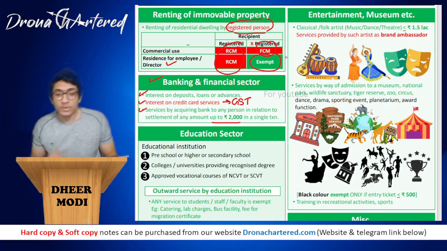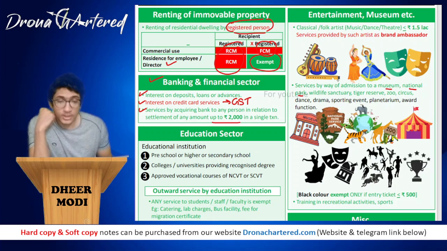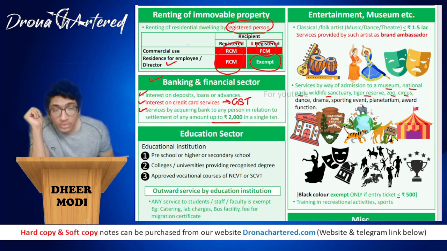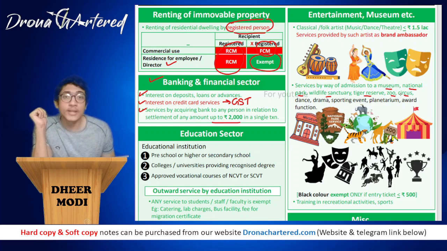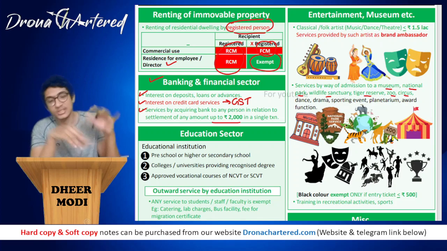Okay. Now coming to the next point. Services by way of admission to a museum, any national park, any wildlife sanctuary, any tiger reserve, zoo, or circus. Since all of these are in green, they are exempt irrespective. So your museum, national park, wildlife sanctuary, tiger reserve, zoo, and circus, all of these are exempt. Entry, that is, whatever ticket you pay for entry to these places, will be exempt from GST. GST will not be charged.